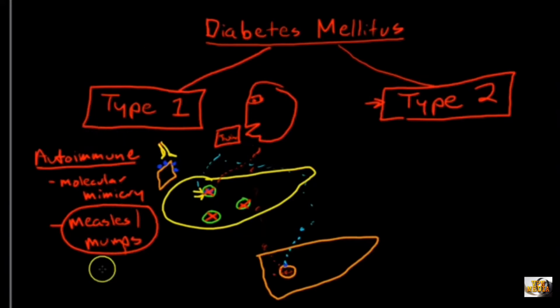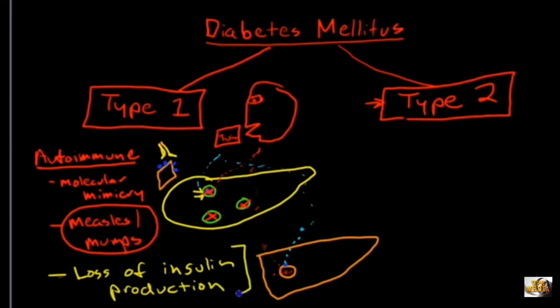So type 1 diabetes is defined by loss of insulin production. And usually it's relatively absolute. Most type 1 diabetics have absolutely no insulin production. They've lost all of their beta cells.